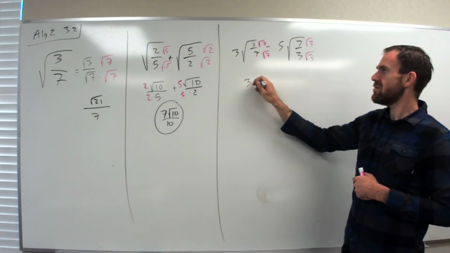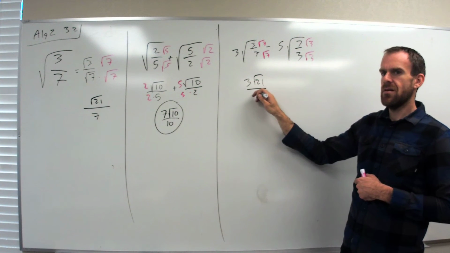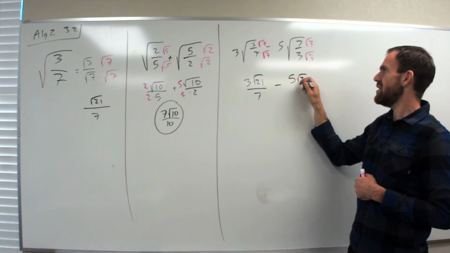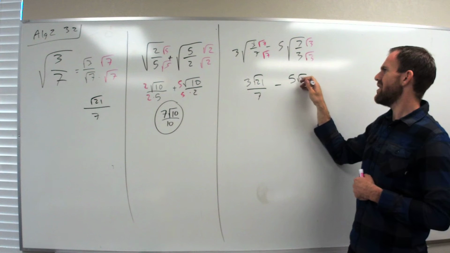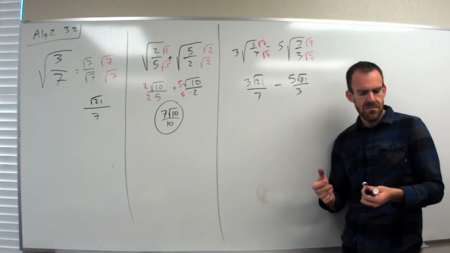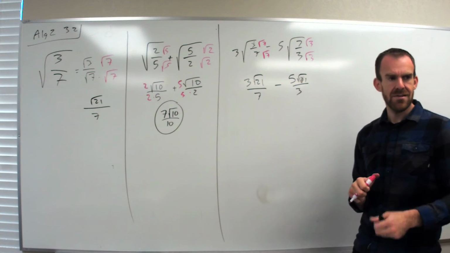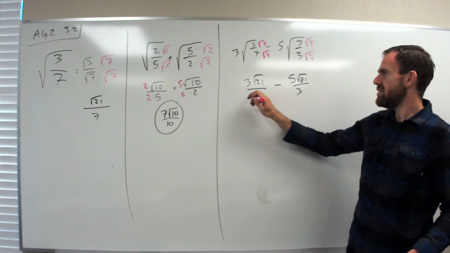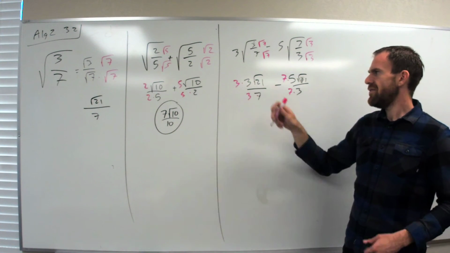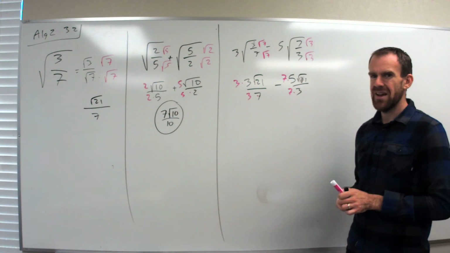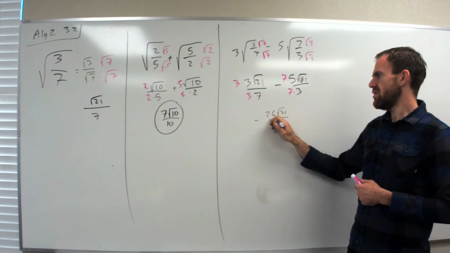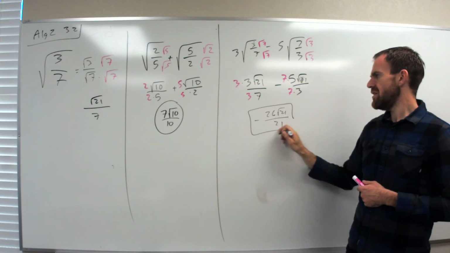So this is 3 square root of 21 over 7 minus 5 square root of 21 over 3. Then I need a common denominator and I'll solve. Common denominator is 21. So I'll multiply this by 3, this by 7. So I have 9 minus 35, which is negative 26 square root of 21 over 21. See if you can reduce.